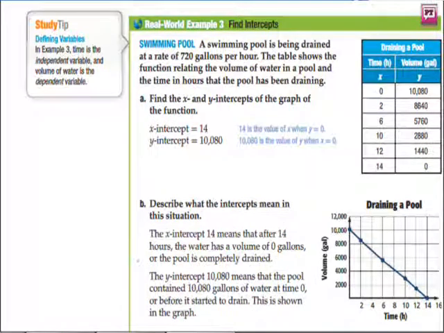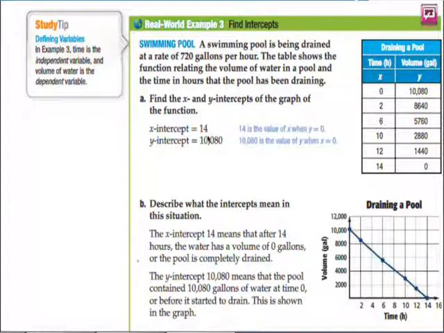Let's take a look at a real-world problem. A swimming pool is being drained at a rate of 720 gallons per hour. The table shows the function relating the volume of the water in the pool and the time in hours that the pool has been draining. Okay, so it started after it had been draining 0 hours. So before we started draining it, it had 10,080 gallons in it. And then every hour it loses 720 until at 14 hours there's none.